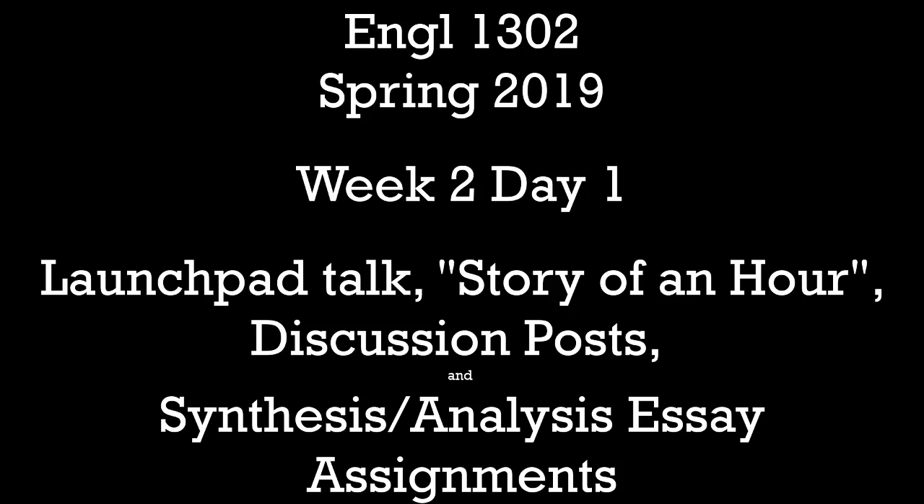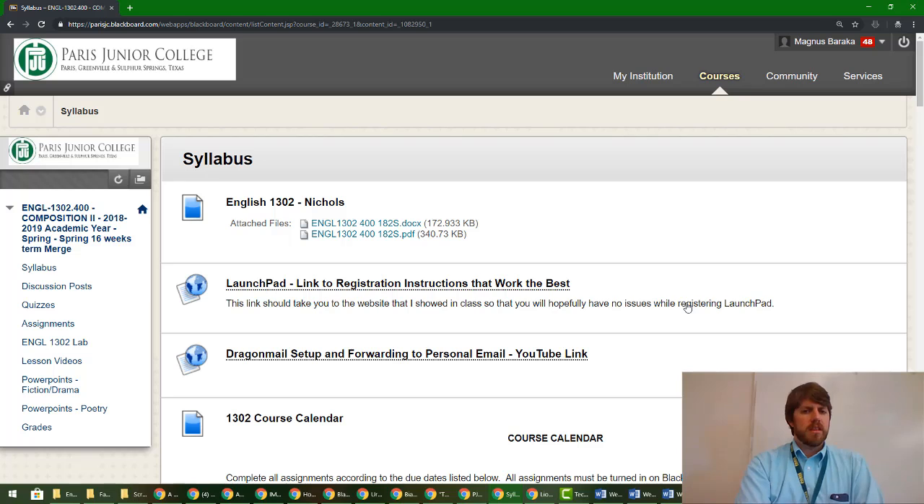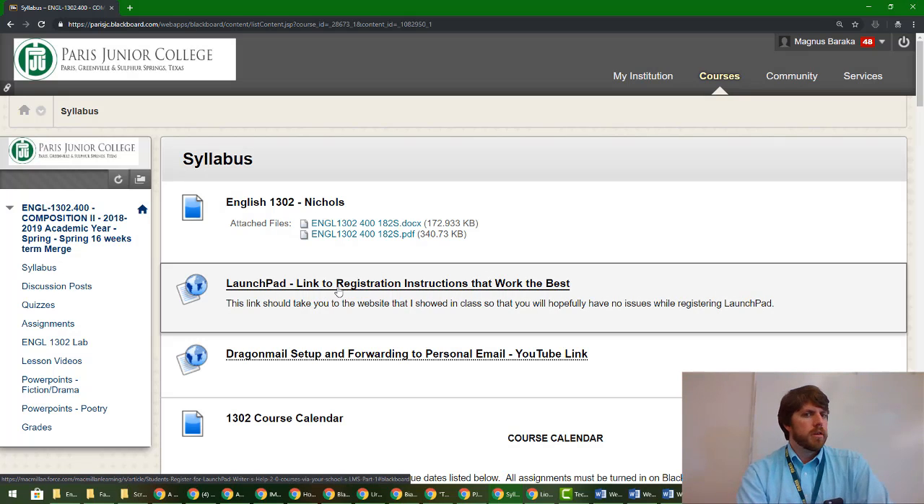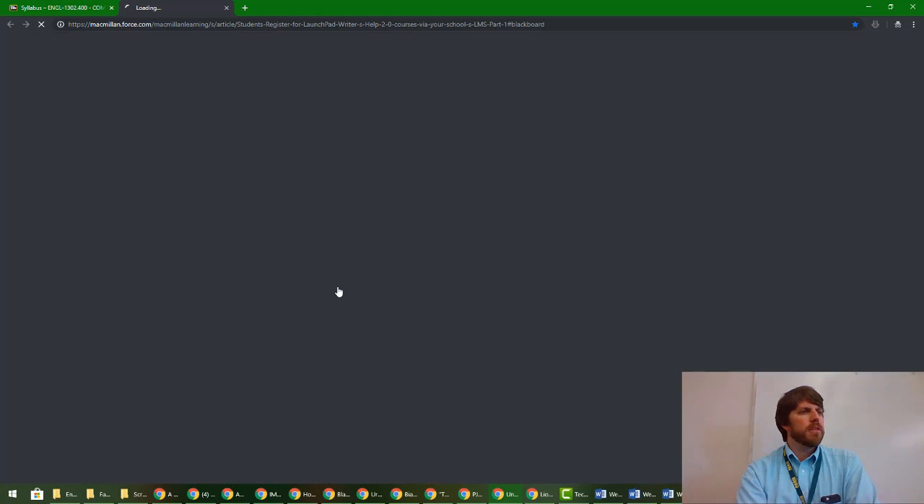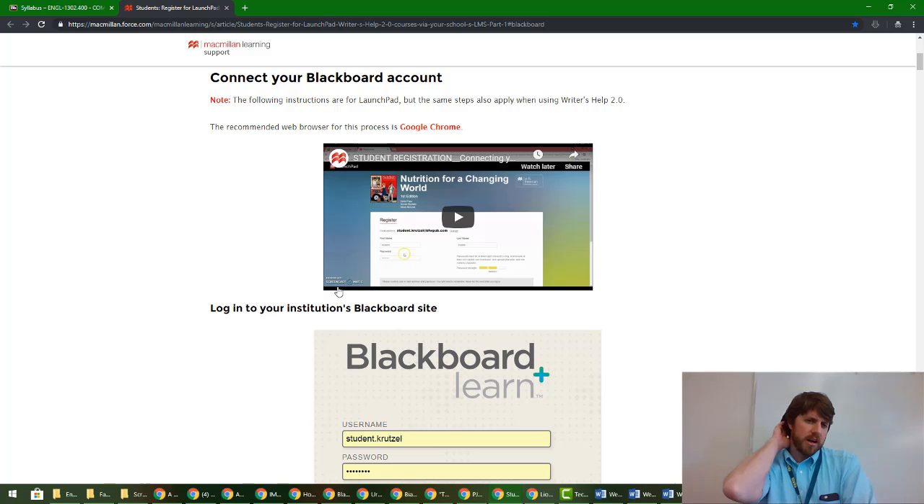Probably didn't have to do that. I could have just clicked the other course. Then we go to 1302, and these instructions actually work. The ones that come with your code pack do not. So those who followed these instructions last semester, those instructions should continue to work.